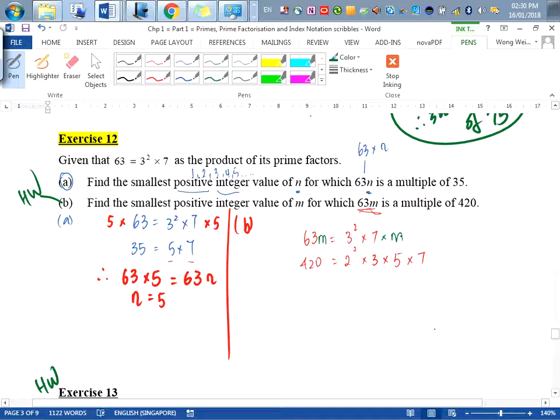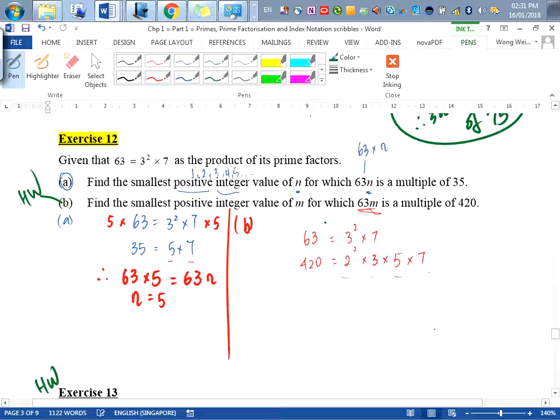Okay, so far, 63m is a multiple of 420, which means 420 is a factor of 63m, right? They're the opposite. If 63m is a multiple of 420, then 420 must be a factor of 63m. Logical, right? If 420 is a factor of 63m, that means all the factors found in 420 must be found where? They must be found in 63m. So let's do a check. Are all these factors found inside 63m? Let's see. 2 squared, is it found inside? No, it is not found inside.